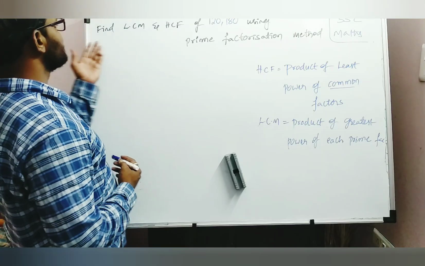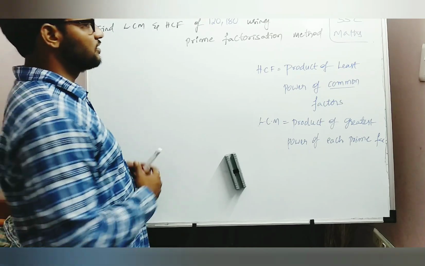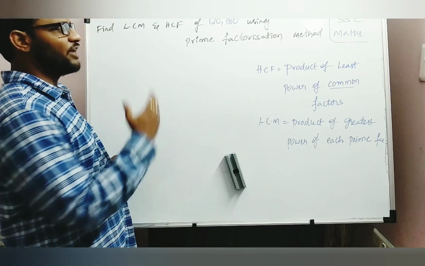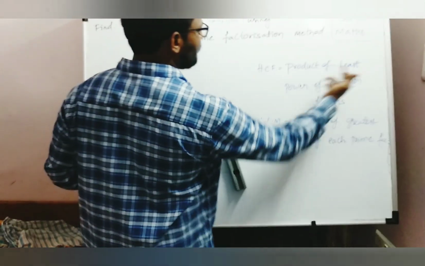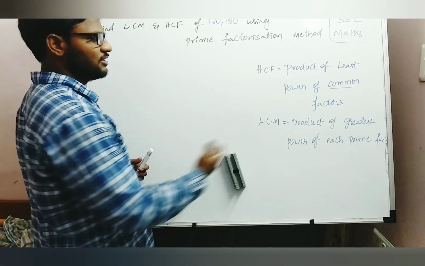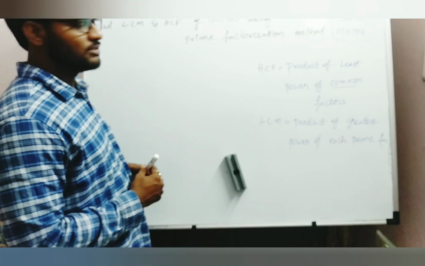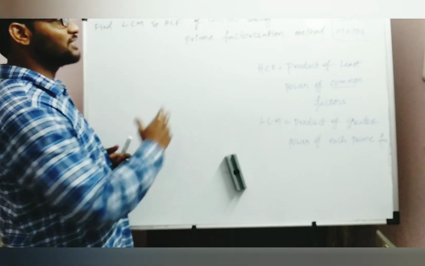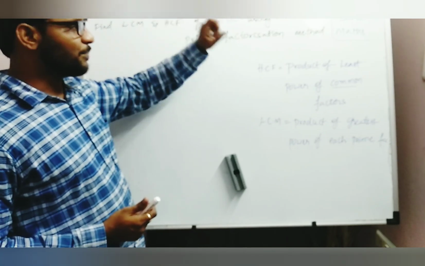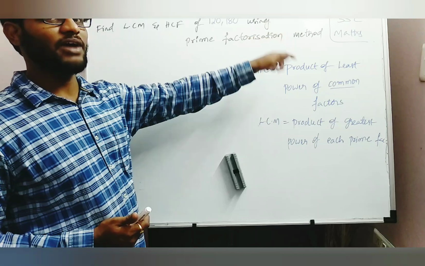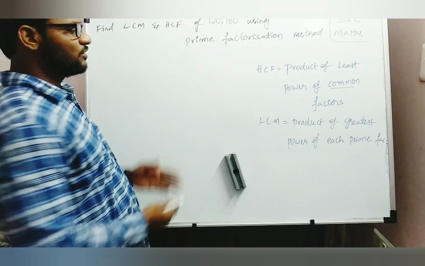The first problem is: find the LCM and HCF of 120 and 180 using the prime factorization method. First we will see the formula for finding HCF and LCM. To find HCF, take the product of the least power of common factors. For LCM, take the product of the greatest power of each prime factor. First we have to write the prime factorization form of the given two numbers. Then we take the product of the least power of common factors to find the HCF, and each prime factor with the greatest power to find the LCM.